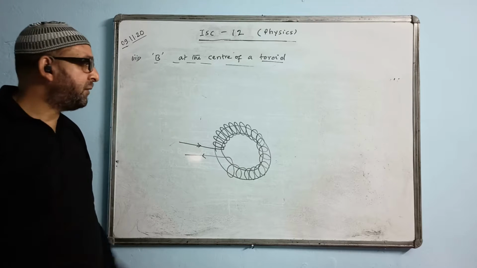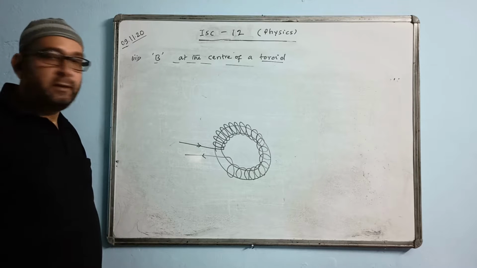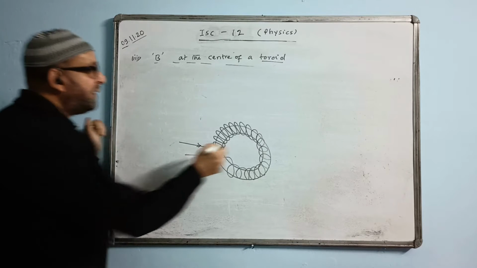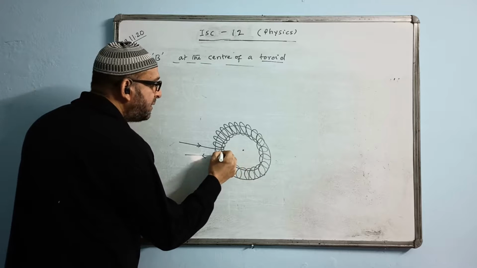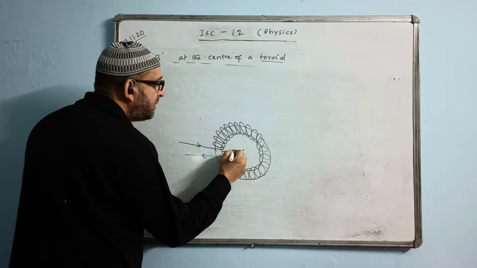If you have it in the form of a ring, it is called a toroid. We are finding the magnetic field at the center over here. Let us take the distance out here. This distance is A.